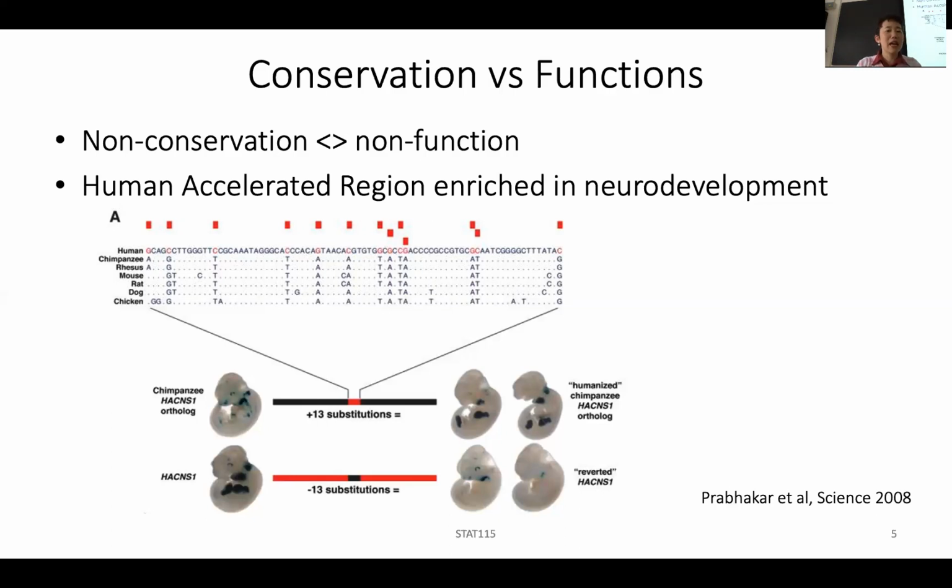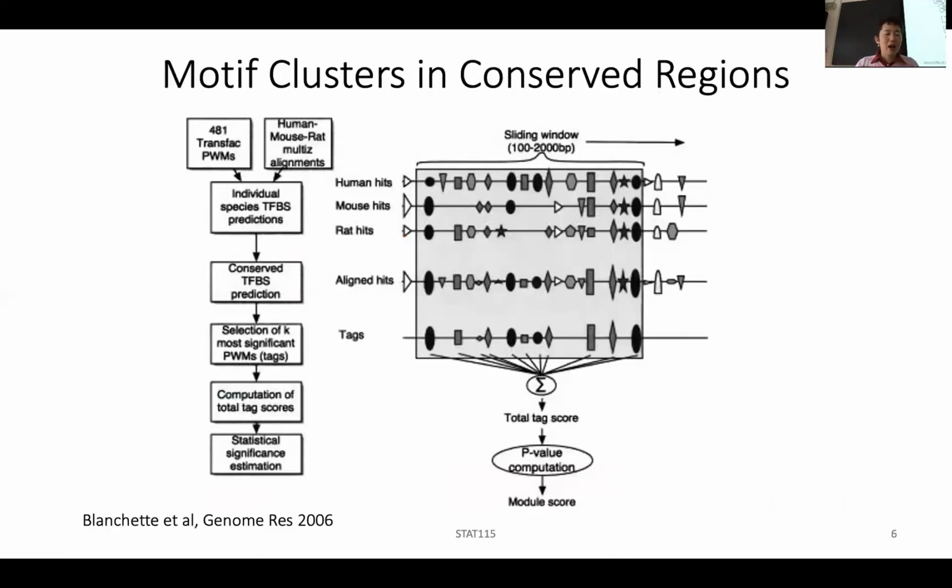So I would say not conserved doesn't mean not functional, but conserved are definitely functional. And you can use conservation to eliminate some of the random garbage, and so you can enrich for your signals to look for motifs. And then we mentioned, we already see this in yeast, very often motifs are clustered in a region. Usually the cluster is 150 to 200 base pair long.